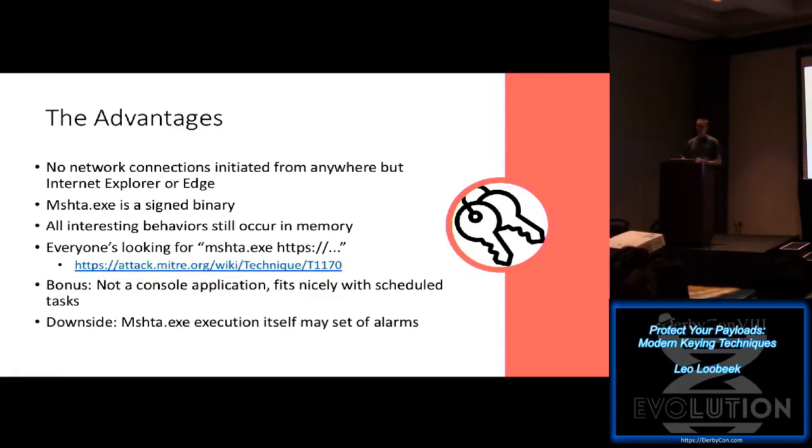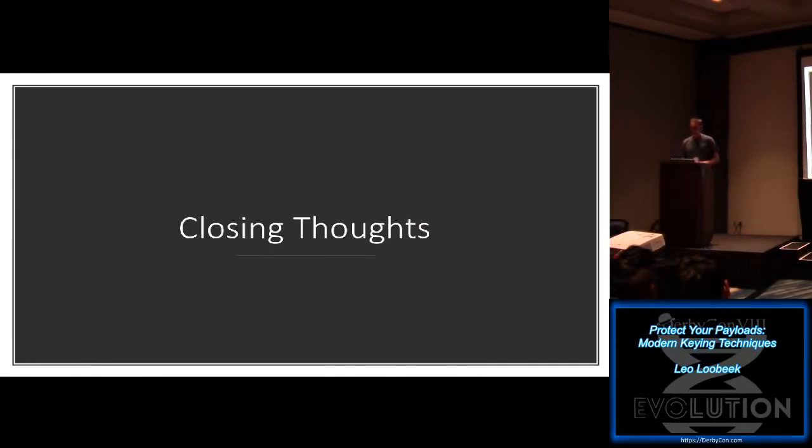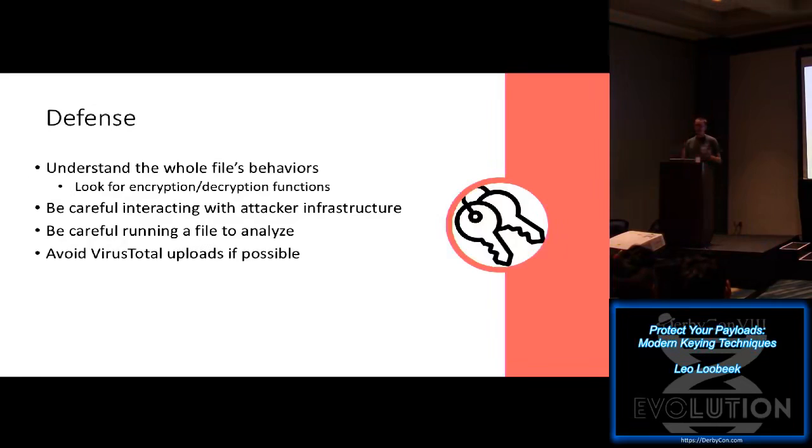Some advantages around that: no network connections are being initiated anywhere besides Internet Explorer or Edge. MSHTA is a signed binary. All of the interesting stuff is still happening in memory. Everyone's looking for MSHTA with a URL from a command line logging perspective. Not to pick on MITRE ATT&CK, but if you hop on their MSHTA page, the only examples they show are using MSHTA to retrieve a remote HTA file. And a bonus for me, I do like scheduled tasks, so it fit really nicely with scheduled tasks. But obviously, MSHTA gets a lot of interest, so execution in and of itself may set off some alarms.